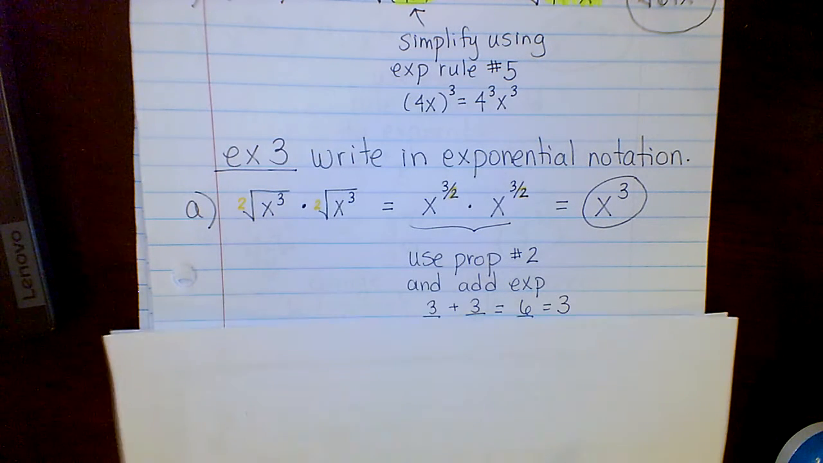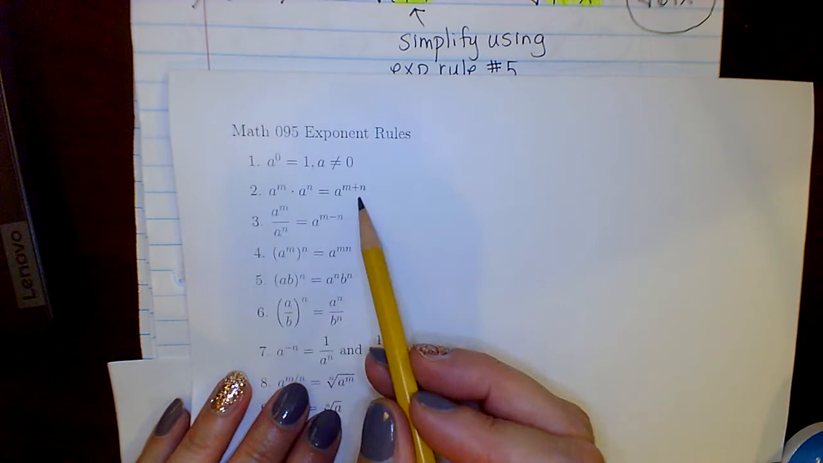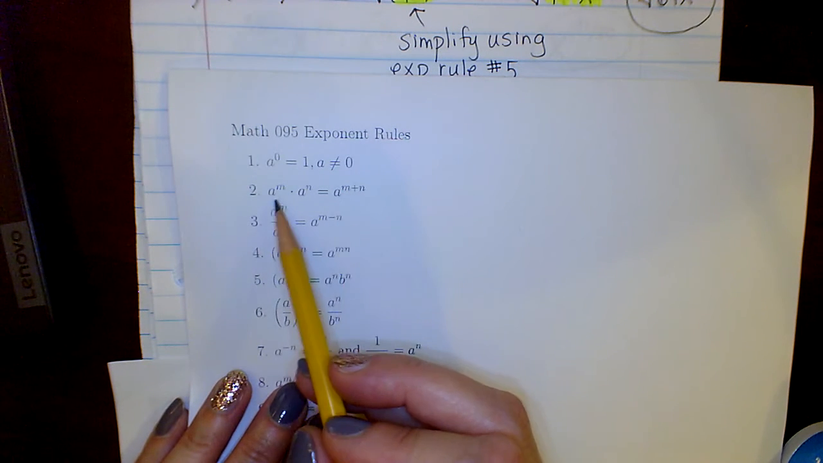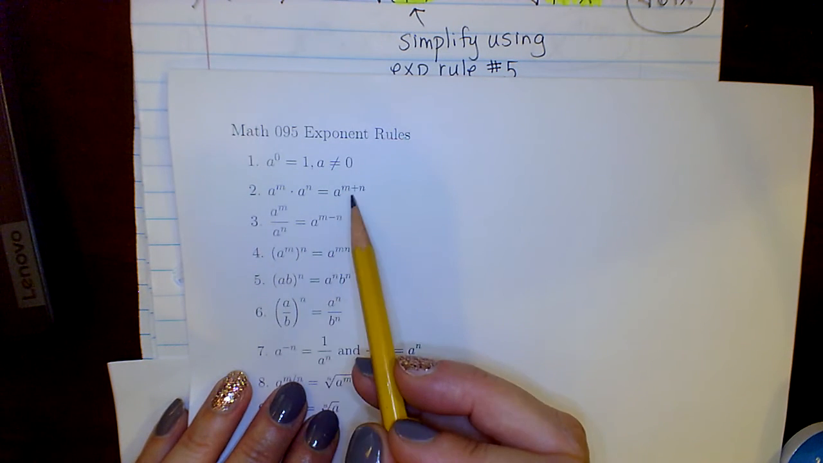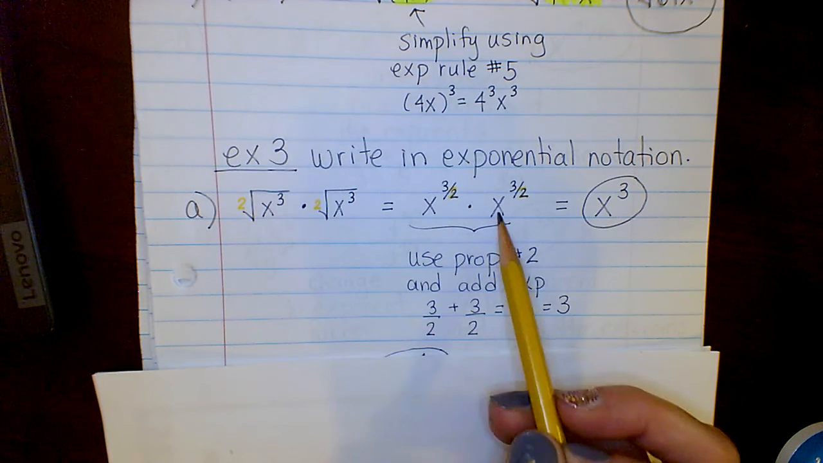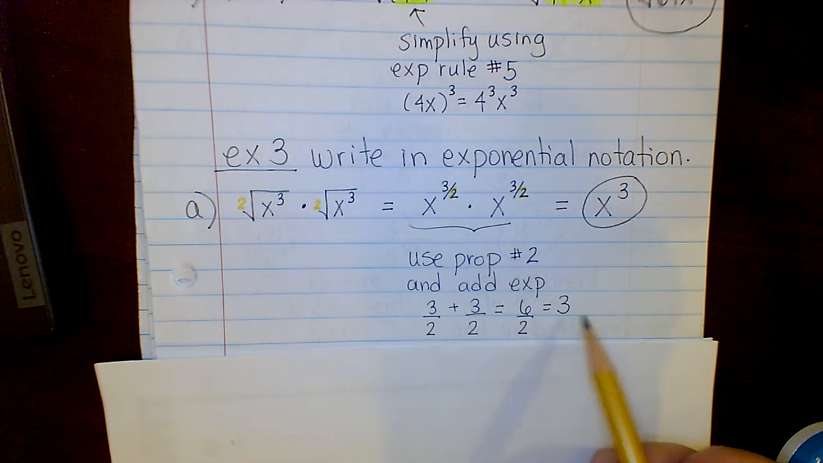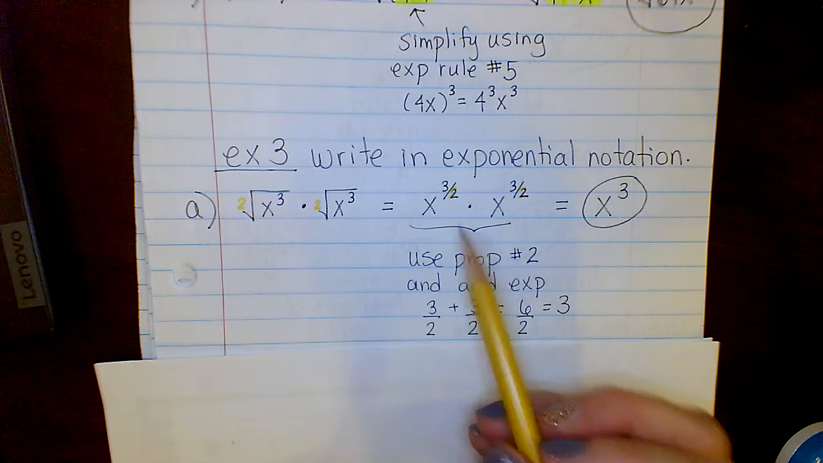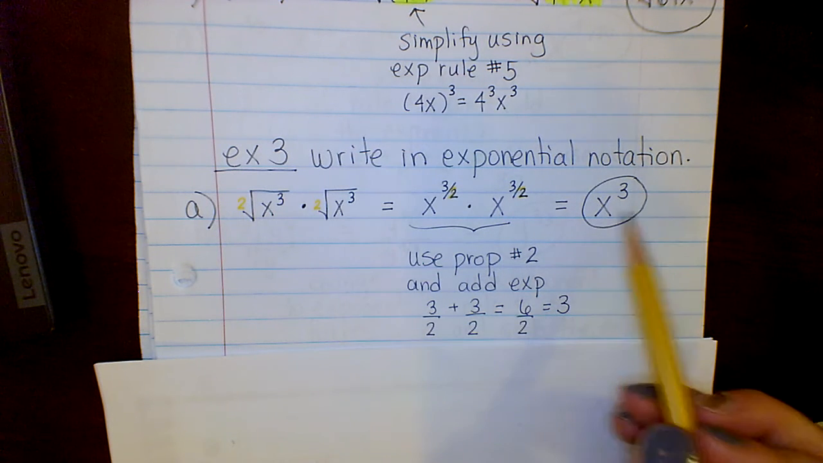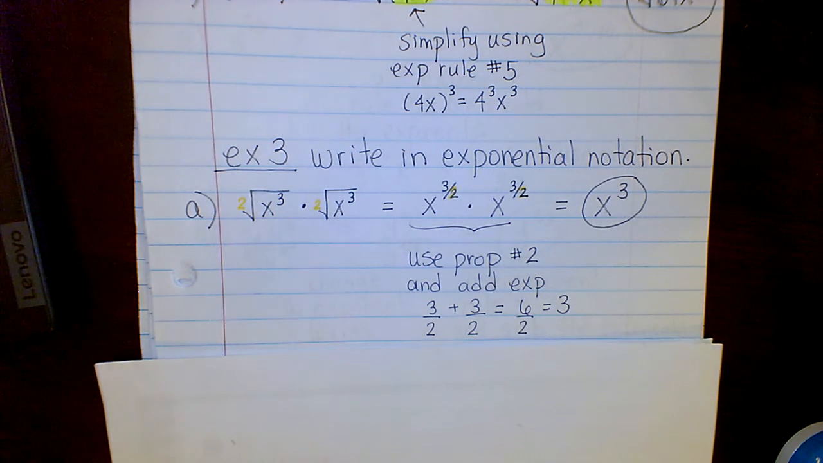Now using property 2, I can add those exponents. So refreshing your memory here, property 2, these exponent rules, says if I multiply with the same base, I can add the exponents. So these have the same base of x, so I'm going to add 3/2 plus 3/2, which gives me 6/2 or just 3. So when you multiply with the same base, you keep the base, you add the exponents. Okay? All right.